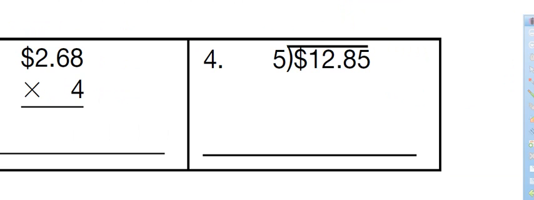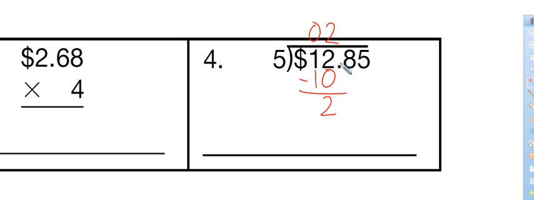Okay, let me do one more. I'll do number 4 with you. Again, we're on the reteach side, so make sure you're on the right side of the page. Number 4, $12.85 divided by 5. You're going to go through the same routine. 5 goes into 1, 0 times. 5 goes into 12, 2 times. 2 times 5 is 10. And 12 take away 10 is 2.